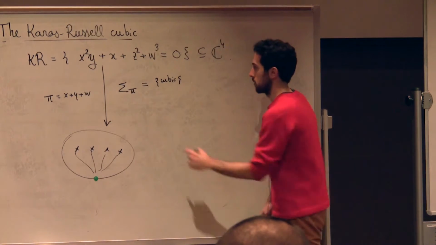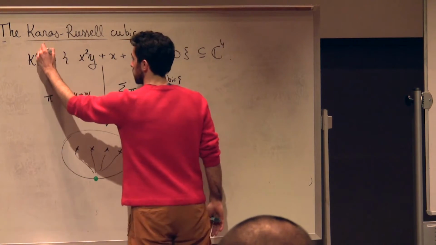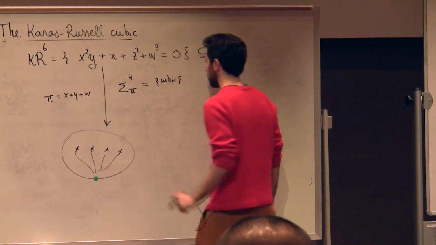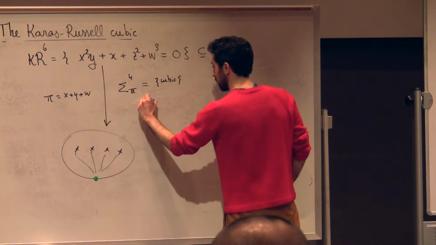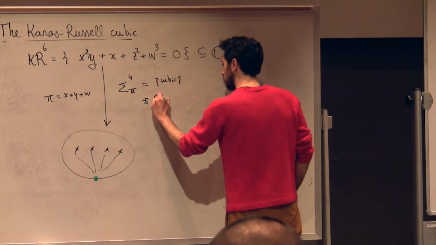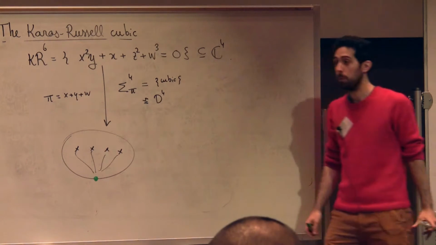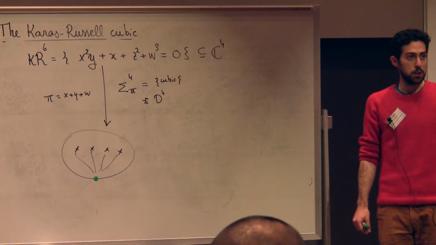Okay, so this was complex dimension 3. So this is some cubic in dimension 4. And maybe you're not incredibly surprised if I claim that this cubic is actually D4. Okay, here's the proof.